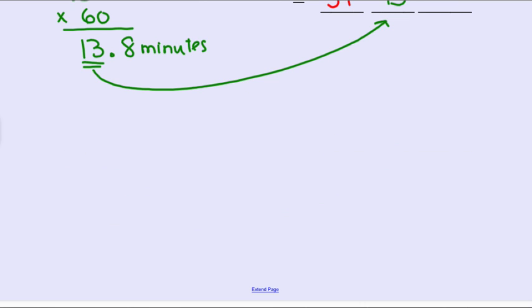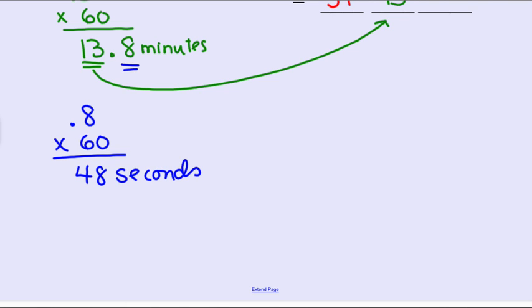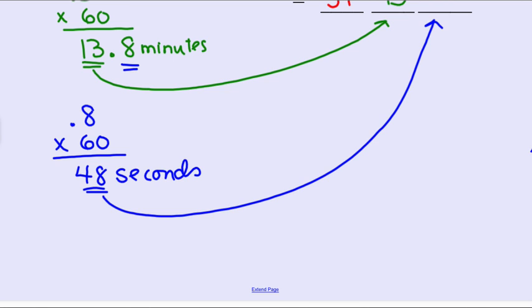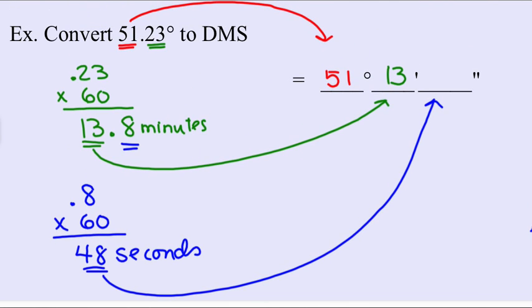So I'm going to take 0.8 and multiply it by 60 one more time. And what I get is 48 seconds. Remember, 60 times 60 is 3,600. So that 48 now is going to go up into that last place. So our answer then in degrees, minutes, seconds is 51 degrees, 13 minutes, and 48 seconds.